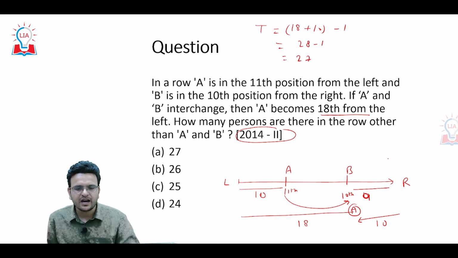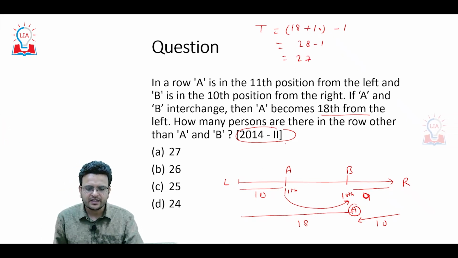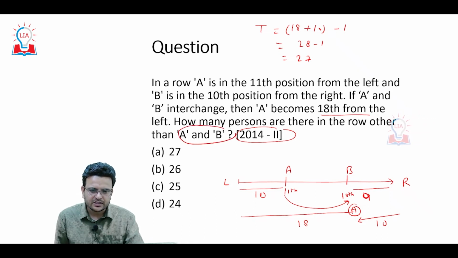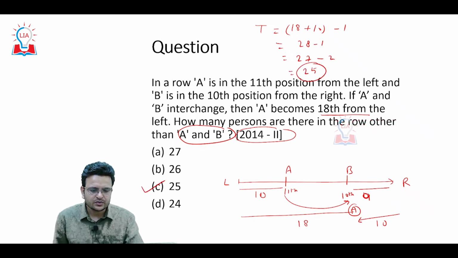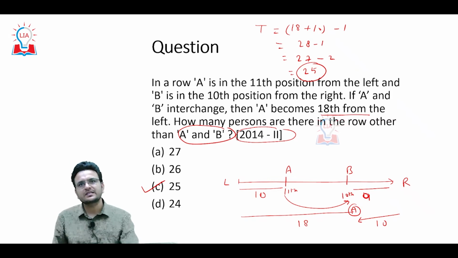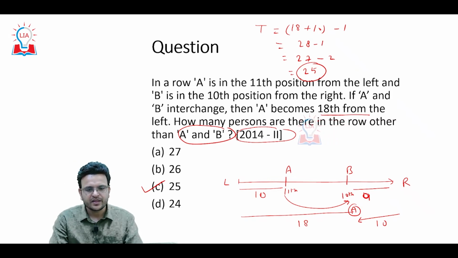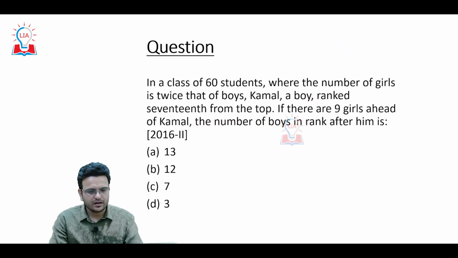Total students are 27. How many persons are there in the row other than A and B? Total 27 minus 2, it is 25. So total students are 25. Hope you are able to understand this particular question. Now come to one more question.